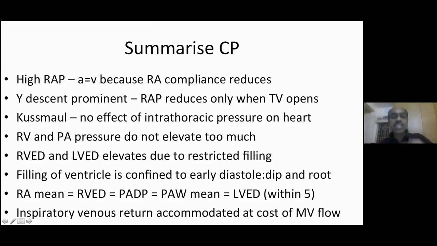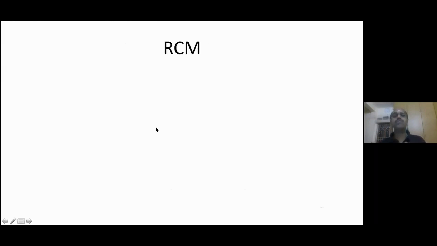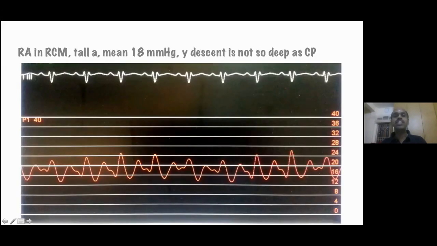The increasing venous return during inspiration has to be accommodated by the right-sided cardiac chambers at the cost of the left-sided cardiac chamber due to enhanced ventricular interdependence, thereby at the cost of mitral flows. Coming to right-sided pathology, coming to restrictive cardiomyopathy, again, restrictive cardiomyopathy has got the same phenomenon.